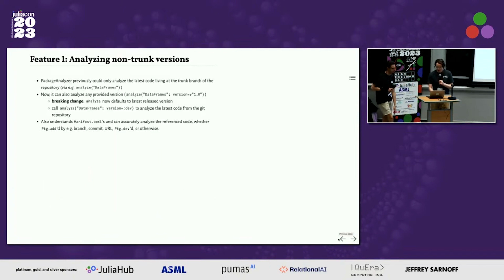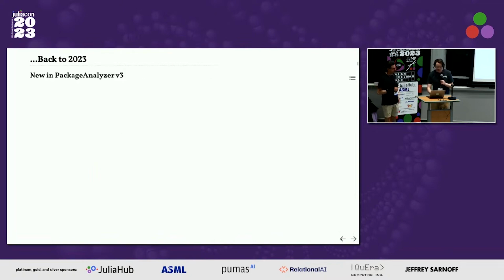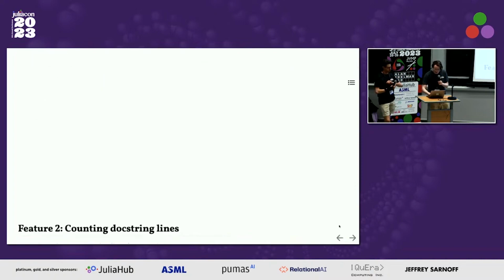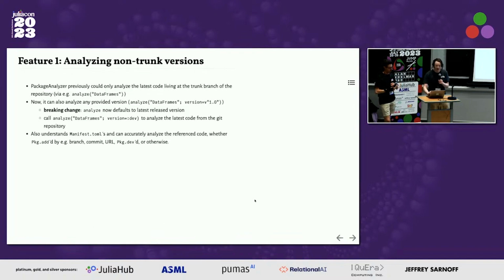We recently introduced Package Analyzer version 3, which has some new features. One of which is now we can analyze non-trunk versions. So I'm going to make it a little bigger. Previously, we could only analyze the version of code that's living at the trunk branch of the repository. And now we can also analyze any provided version. So you can pass a version, and it'll analyze that version.